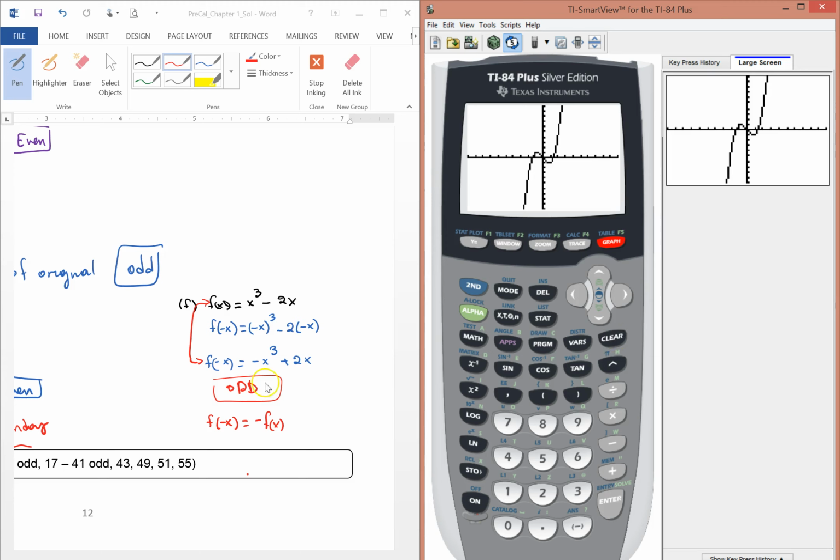Okay, so for odd functions, what I want you to know is one of the ends points up and the other one will point down. So an even function will look like this or like this. An odd function will look like this or like this. Okay, you can take that to your dance teacher and you can have this wonderful math dance.